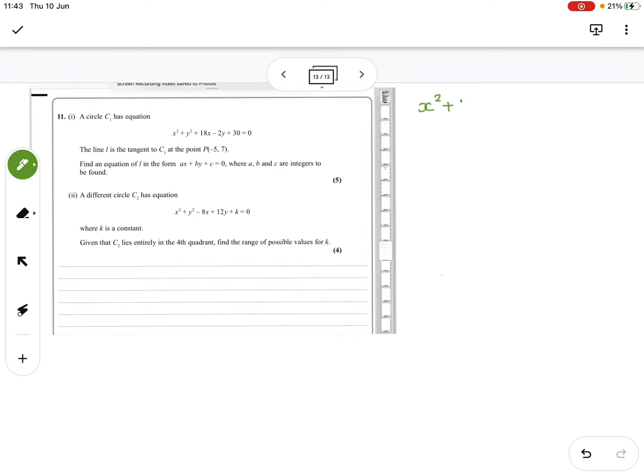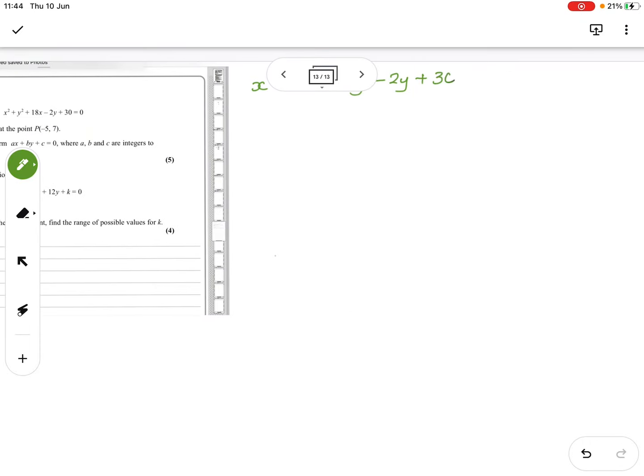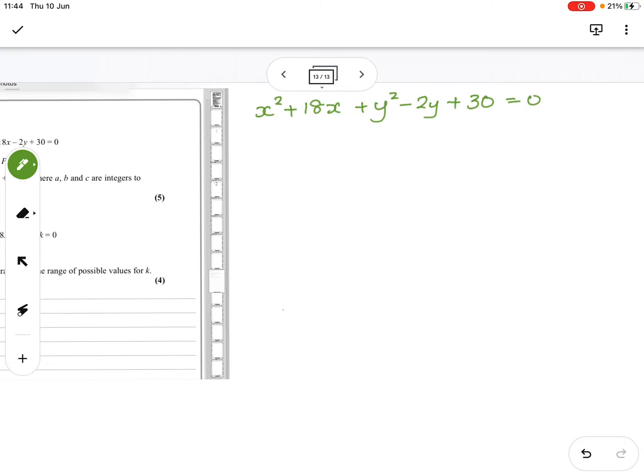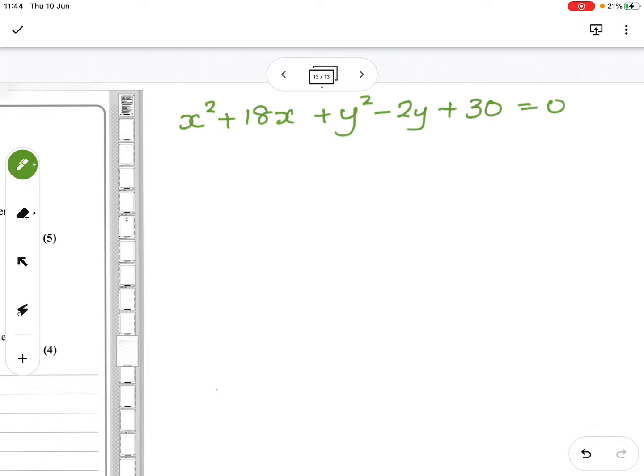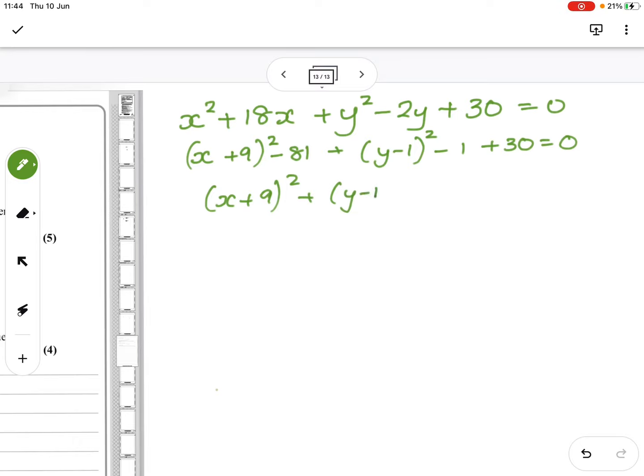So the first thing we need to do is write down the equation, but I'm going to write it with the x's together and then the y's together, because we're going to have to complete the square on this to be able to find the centre. Okay, so this becomes (x + 9)² − 81, 9 squared, plus (y − 1)² − 1, plus 30 equals 0. So I've got (x + 9)² + (y − 1)², and on the other side −81 − 1 + 30 gives me −52, which crosses over to 52. So I have a centre of the circle at (−9, 1) with a radius of root 52.